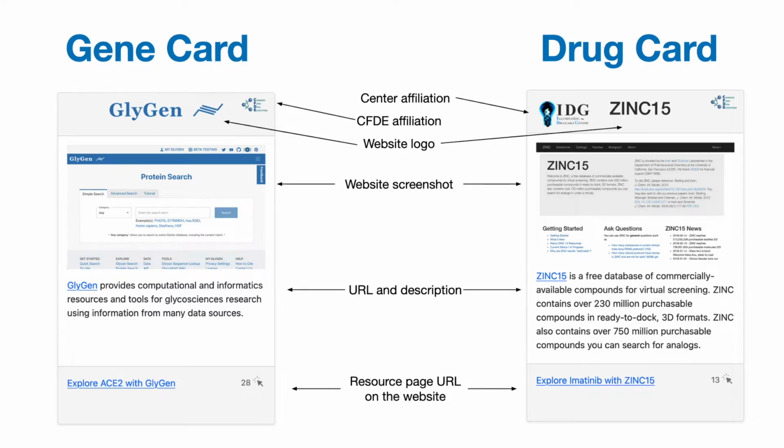The structure of resource cards for genes and drugs is identical. The header of the card displays the resource affiliation, the resource website logo, and whether it has some affiliation with the CFDE. The body of each card has a screenshot of a landing page of the corresponding resource, a short description of the resource obtained from the resource page, and a hyperlink to the resource. Finally, the footer of the card displays a hyperlink to the landing page centered on knowledge about the specific gene or a specific drug.